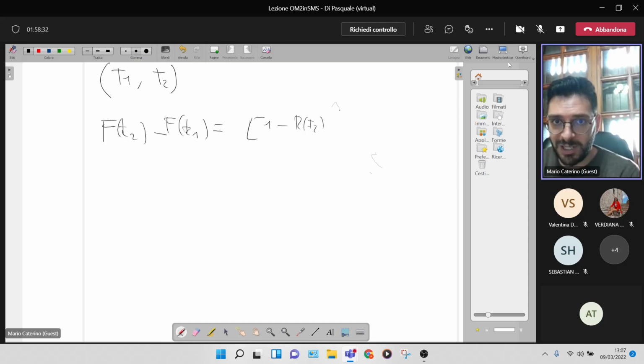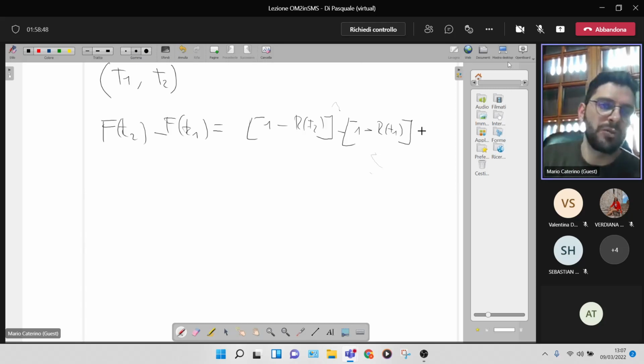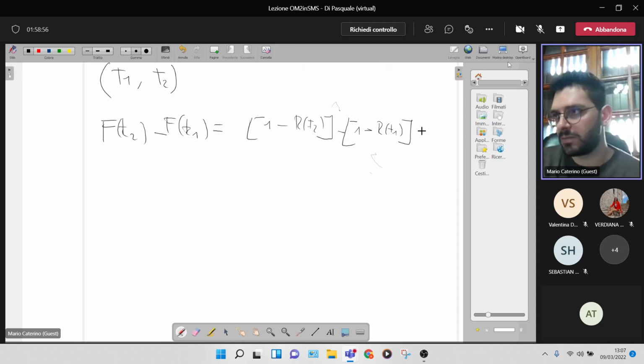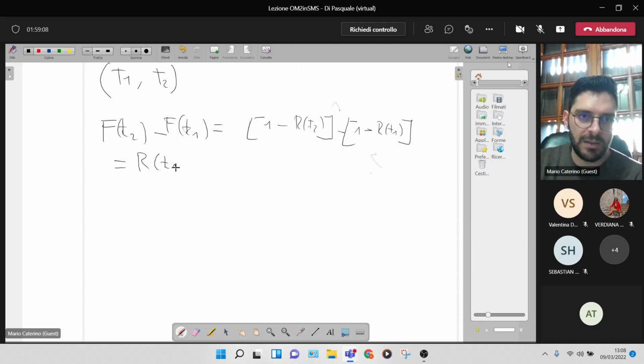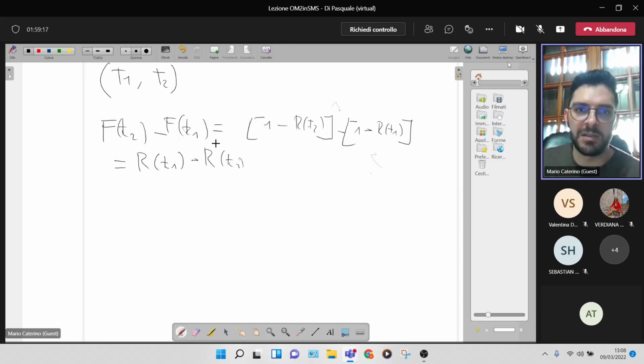It is very difficult to use the electronic board, minus 1 minus R of T1, because you should remember that capital F is 1 minus R. Okay, so this is also equal to R of T1 minus R of T2, because 1 minus 1 is 0, and minus minus is plus, so R of T1 minus R of T2.